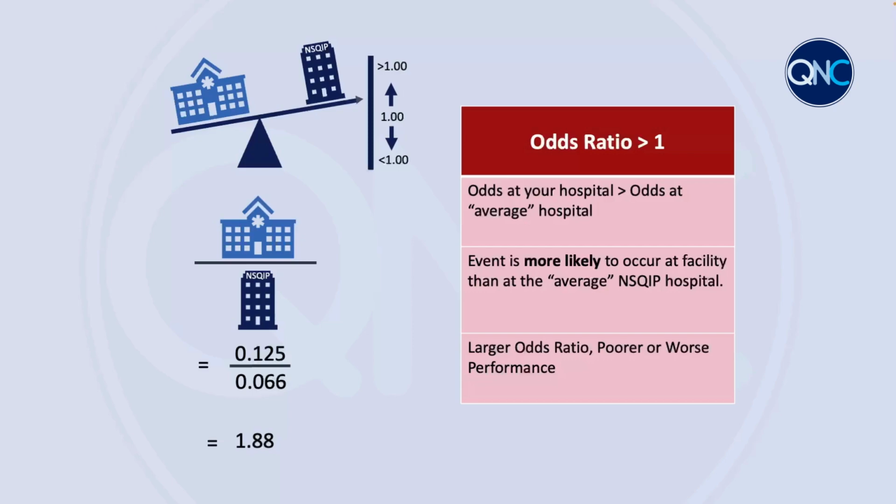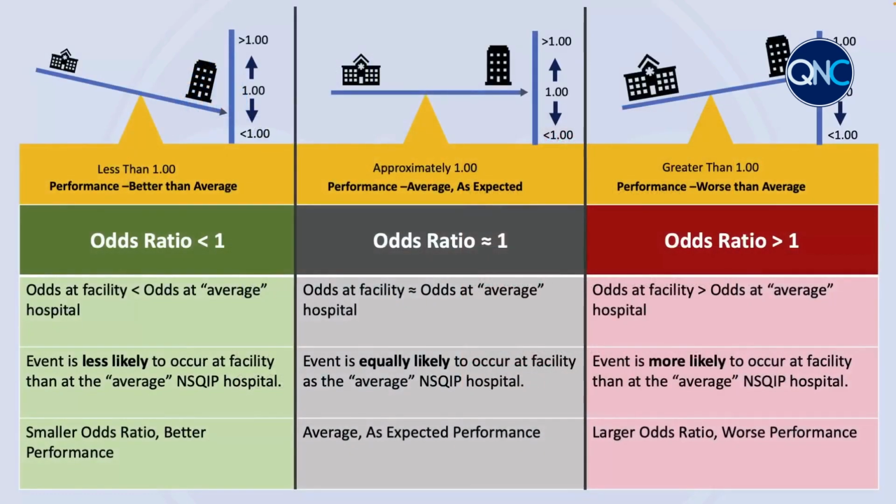Now imagine that all participating hospitals get their chance to sit on that seesaw. Hospitals with the best performance have the smallest odds, and those with the worst performance have the largest odds. When compared to the NSQIP population, all participating sites are assigned an odds ratio based on their performance and risk adjustment.